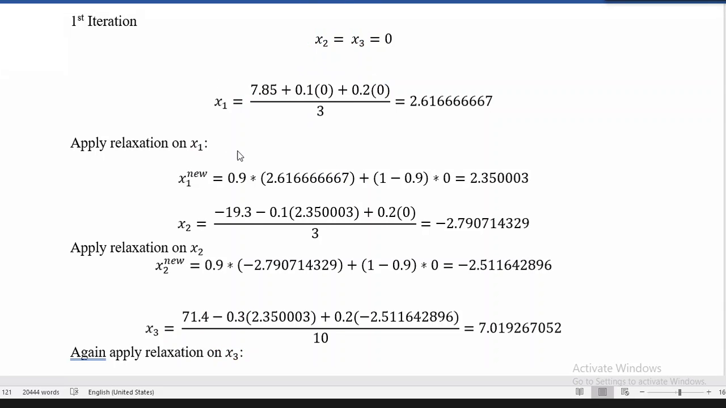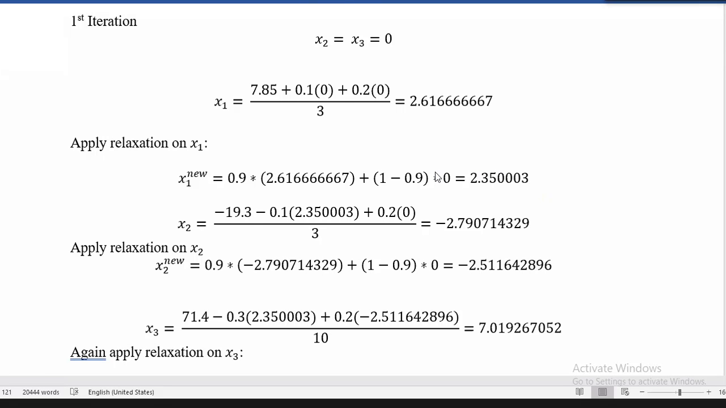I hope you are seeing my screen. So we have the first iteration. x1 is 0, x2 is 0, x3 is 0, everything is 0. So we substitute the zeros for x2 and x3, and we have this. Then we relax this value, 263. That is this new value here. By multiplying it by the lambda, we have 0.9. And the old equation, we have this.